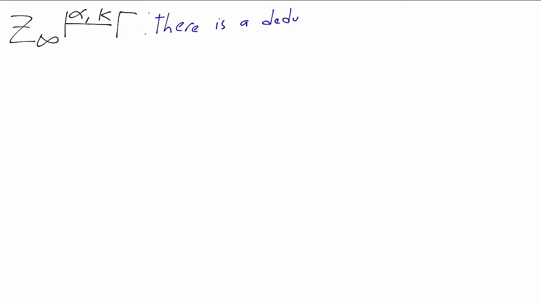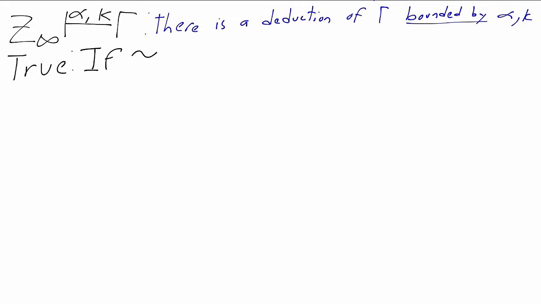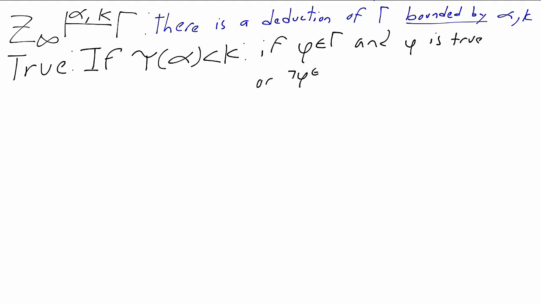Our measurement of the size of a deduction will have two parts, an ordinal and a natural number. So we'll write this with the bounds on top to mean there is a deduction of gamma, which is bounded by the ordinal alpha and the natural number k. And what we need to do is repeat our definition of the rules of Z infinity with additional information about how these bounds work. We're always going to have the requirement that the complexity of alpha, tau of alpha, is less than k. With the true rule, that's the only restriction.